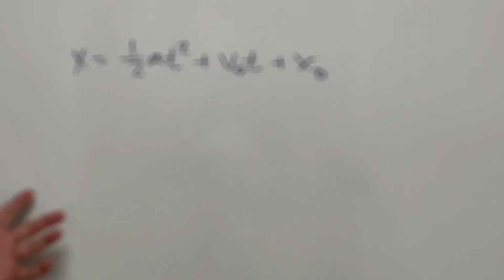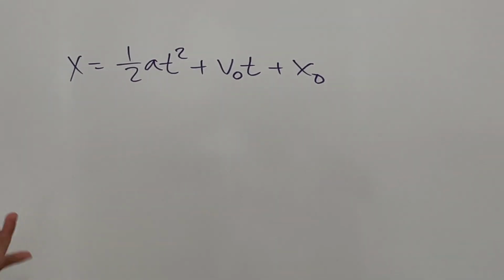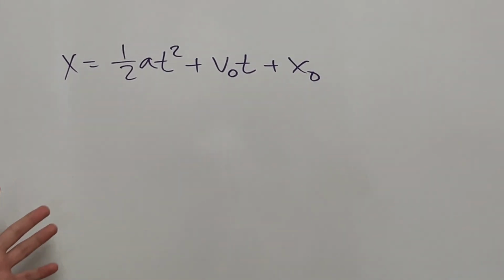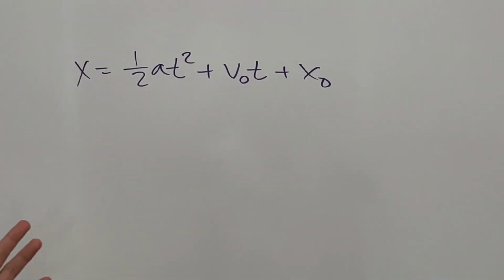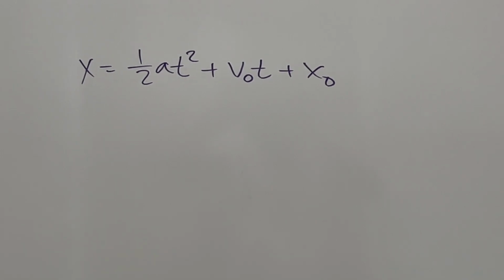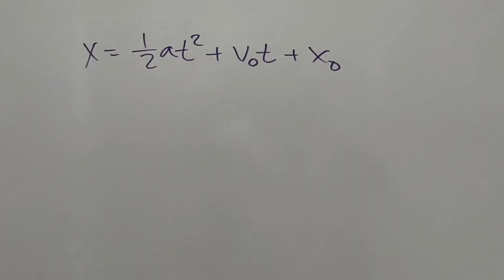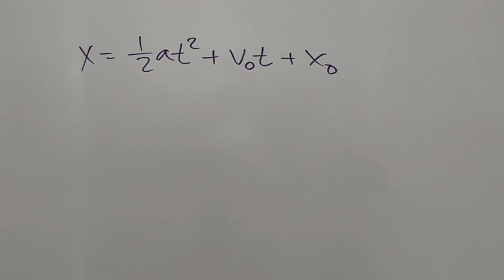Alright, so basically, if you're taking physics or you took physics at some point, you probably should have seen this equation. This is one of the kinematic equations. It basically describes the position of an object over some time under constant acceleration. So today I'm just going to derive this equation.